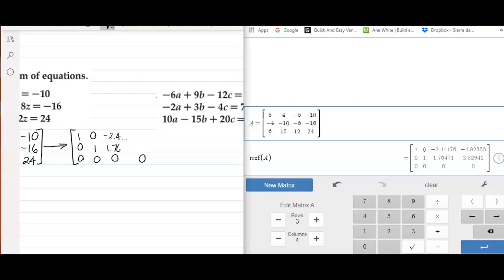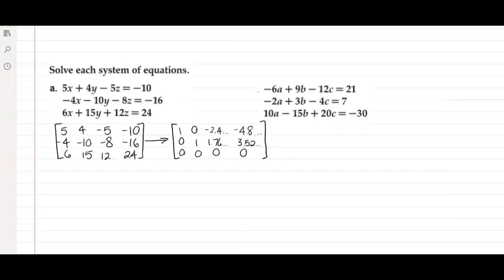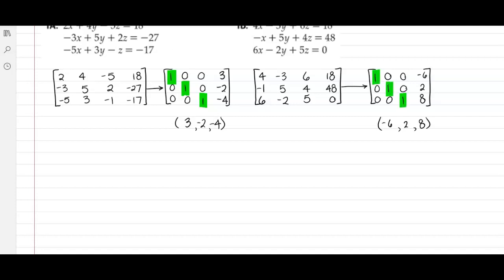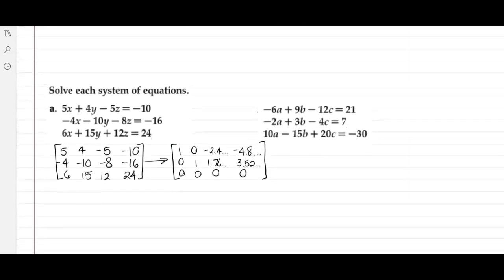I'm just copying down what the calculator is giving me. That's a lot of decimals, and I'm not writing all the decimals. Okay. This is a problem. Remember, when we want to get one solution, we need to have zeros everywhere except for the diagonals where we have just ones. That's the only way to come up with one solution. We don't have that here because right here we have a 0.